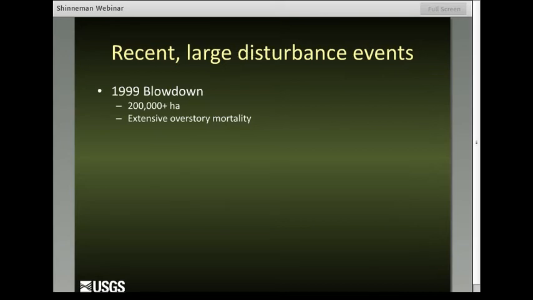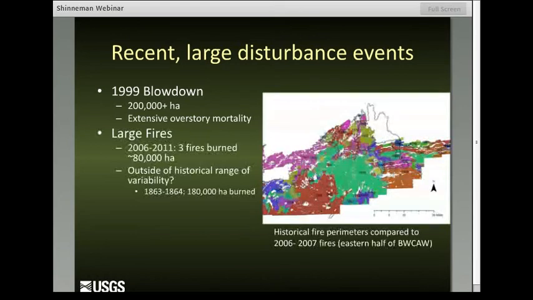Given that sort of natural and human history, in recent years, we've witnessed some fairly large disturbance effects that have further changed this landscape. In 1999, there was a large blowdown event, or a derecho event, that affected roughly 200,000 hectares within the Border Lakes region and caused extensive overstory mortality across most of its path. There have been at least 3 large fires that have burned in the last 6 years or so that collectively have burned over 80,000 hectares.